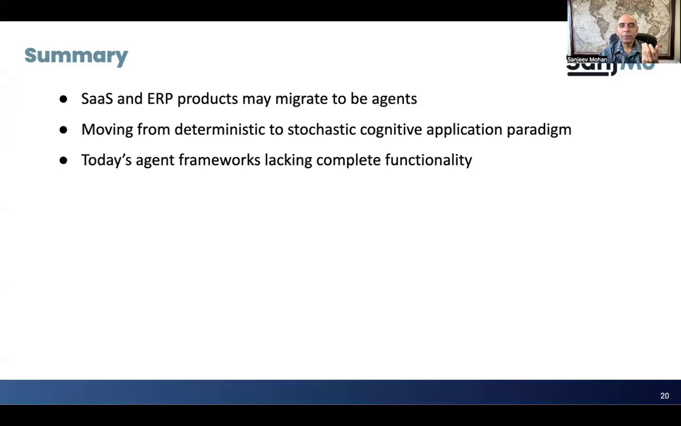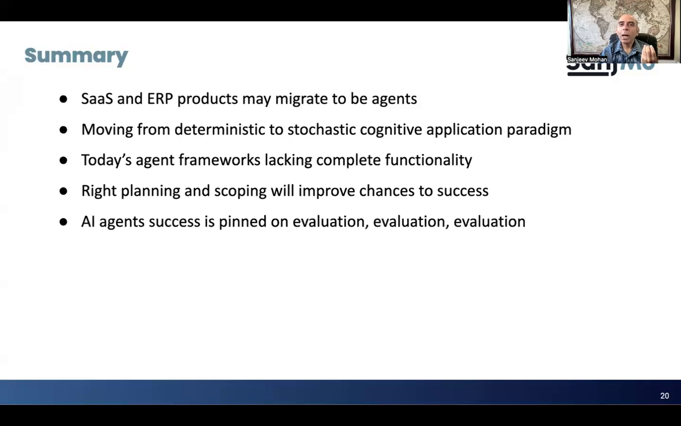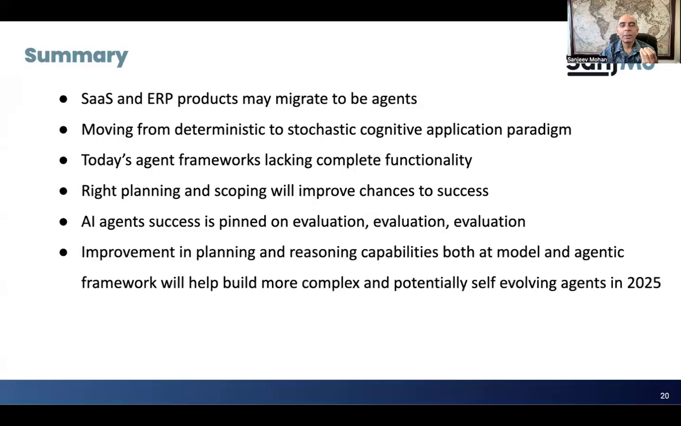We've talked about frameworks lacking functionality, but they're improving rapidly. Planning and scoping is really important. How well you evaluate your AI agent before you put it into production is a determinant of whether it's going to be a success or a failure. And keep an eye out that in 2025, as reasoning capabilities improve, we are going to start seeing a massive improvement in these agentics.